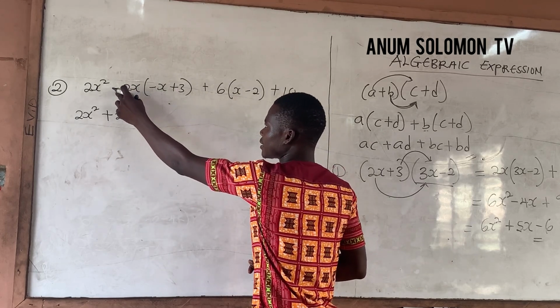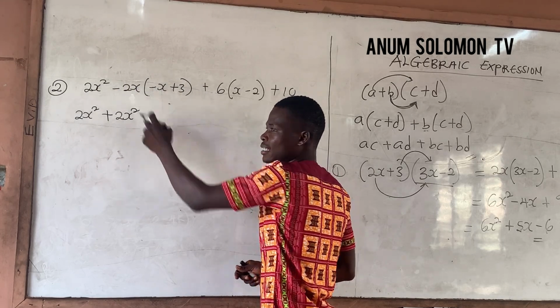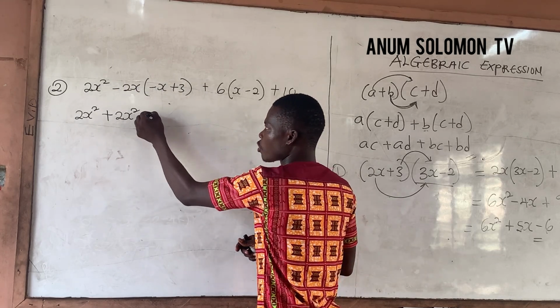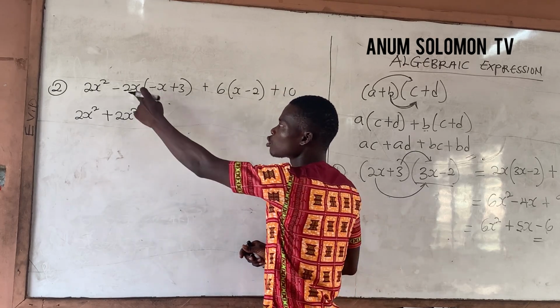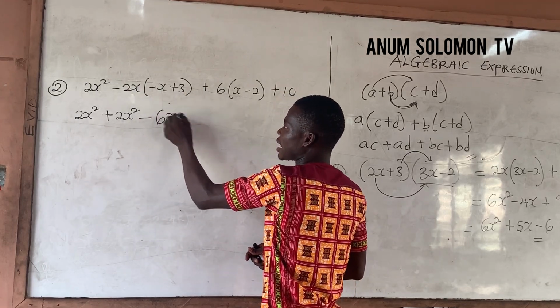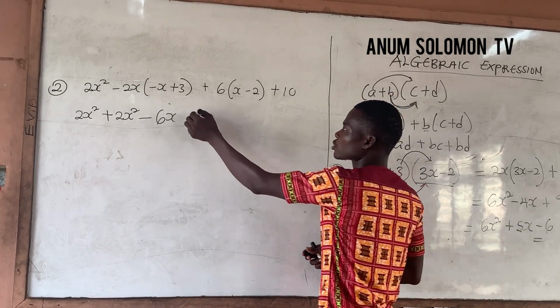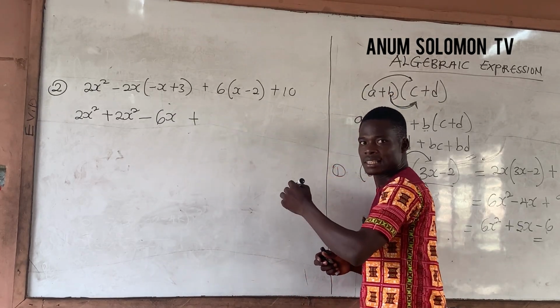So minus times positive. Since they are of different signs and they are multiplying, the result will be what? Negative. So 2s by 3 is 6s. So after this one, let's move on to expand this bracket.